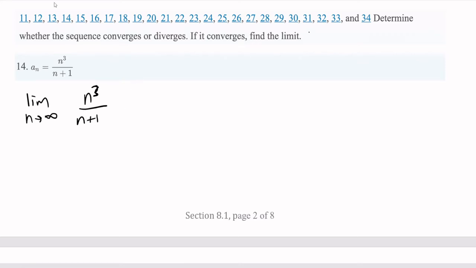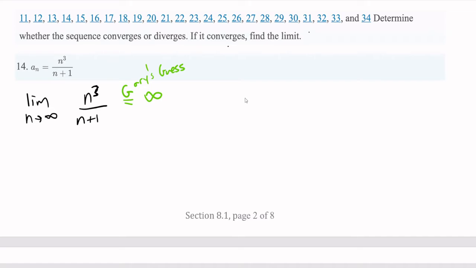So here is my guess. I'll put this in a different color. Here is my guess, Gary's guess. I'm going to guess that this is going to go to infinity. Okay, so that's my guess just by thinking about what this is. So how do I actually do this?